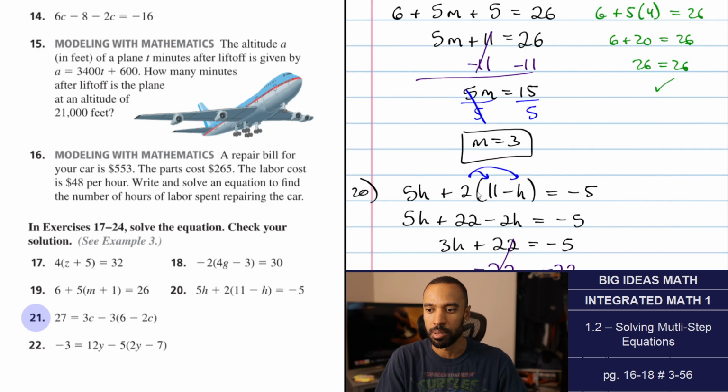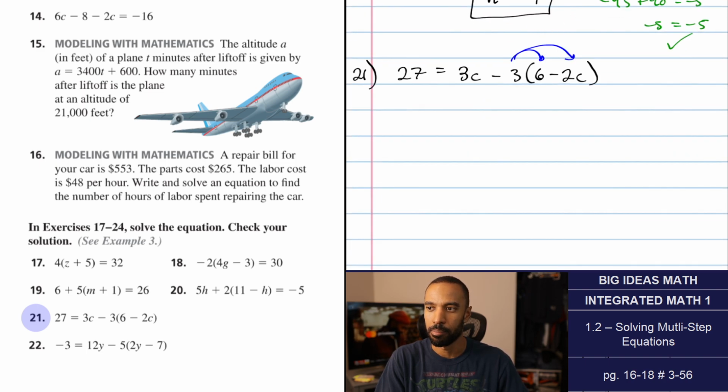Right? This is where people will forget to do it. How come? Because you might just see this as a minus 3c minus 3 times this and 3 times that. Hey guys, negative 3 is distributing into both terms. Don't forget it for both terms.